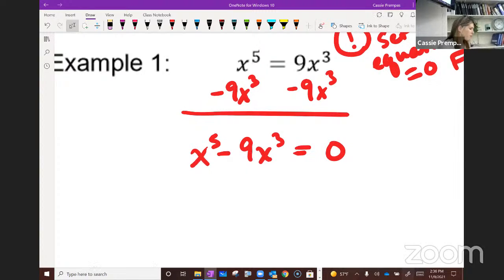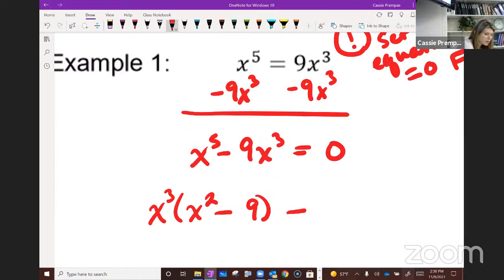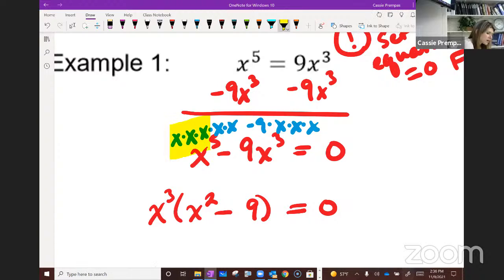Now we're looking for, in factoring, what's always the first thing you have to do? GCF. What would the GCF be here? What do they both have in common? Good, x cubed. So we would take that out, and we'd be left with x squared minus 9 is equal to 0. Quick reminder from our factoring unit, if you don't know the GCF, you can technically factor out each term and look for what's in common. So what's in common? x times x times x, x times x times x. And notice we're left with x squared minus 9.